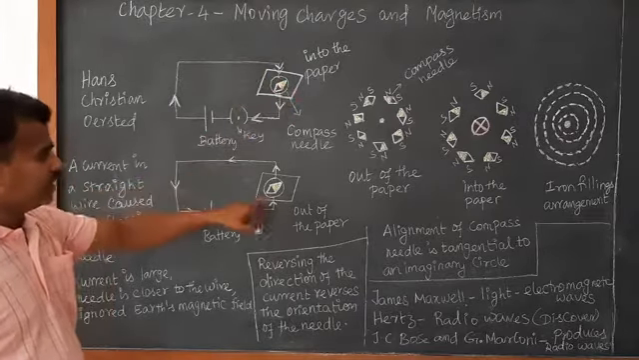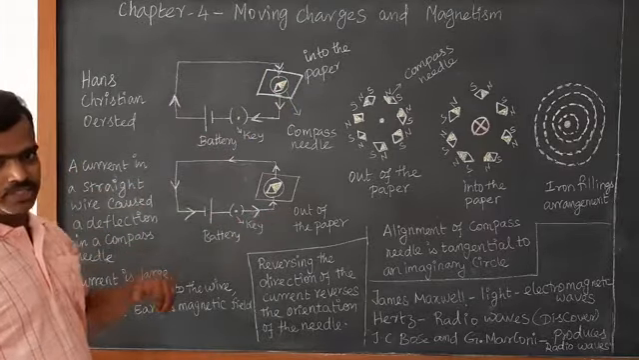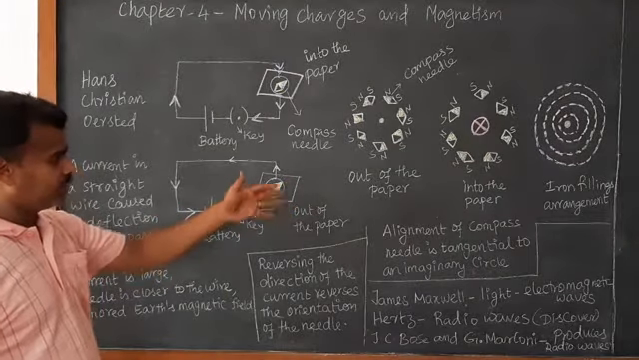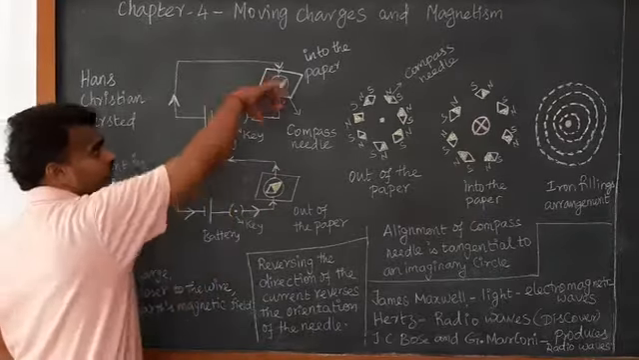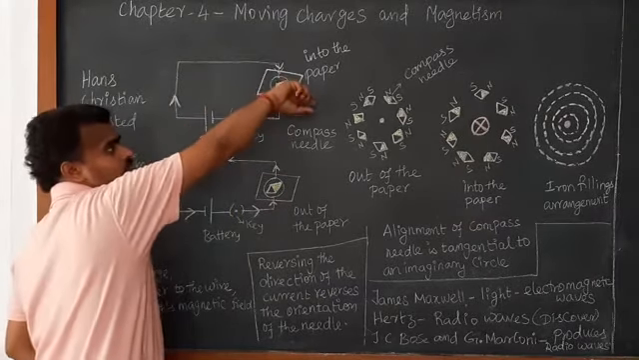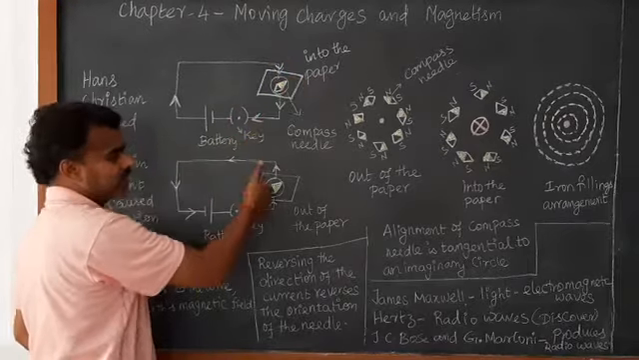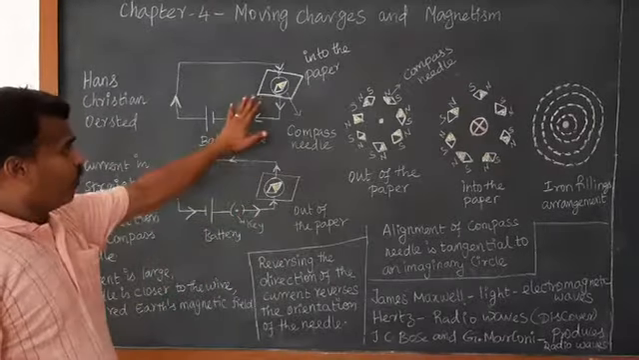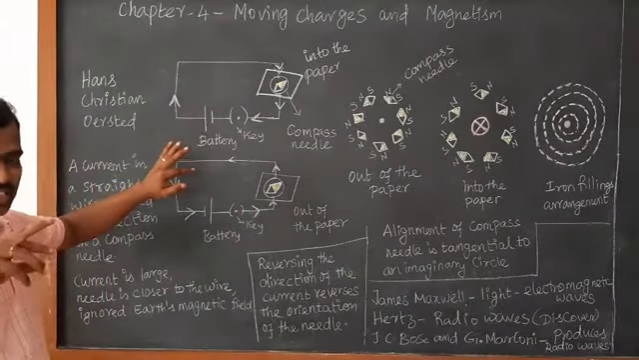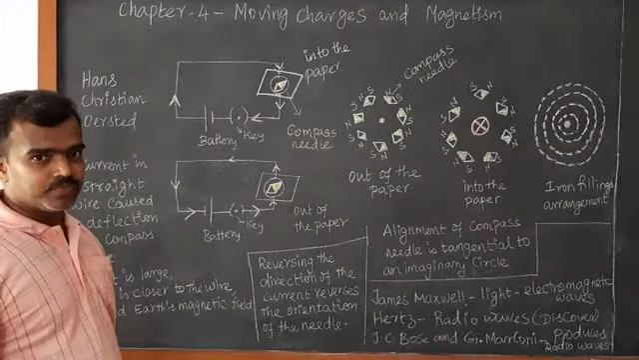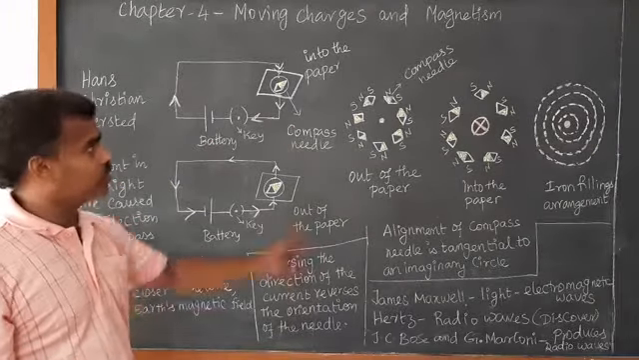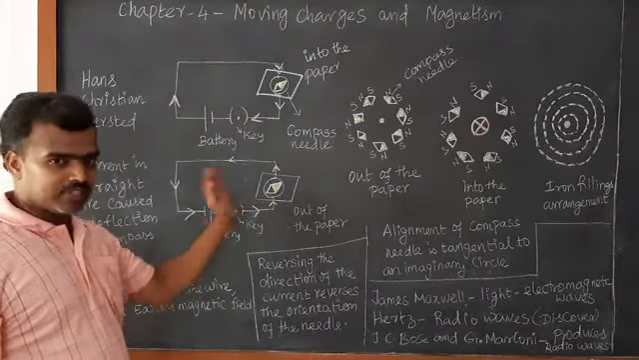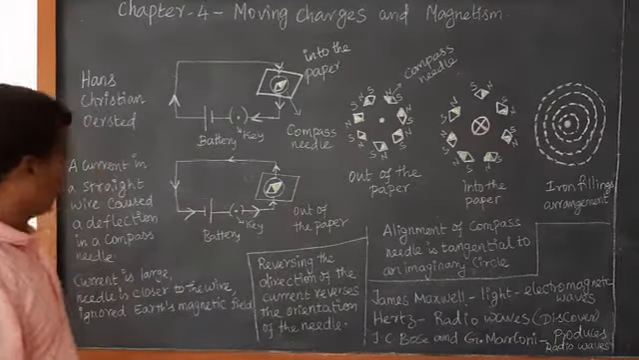And suppose the current goes in the upward direction. This is the upward direction. That time the needle will deflect towards the west direction. This is the downward direction, so deflection is towards the east direction. This is the upward direction, so deflection is towards the west direction. So when we change the direction of current, what will happen? The needle's orientation also reverses. Here the deflection happens in the east direction, and here the deflection happens in the west direction.